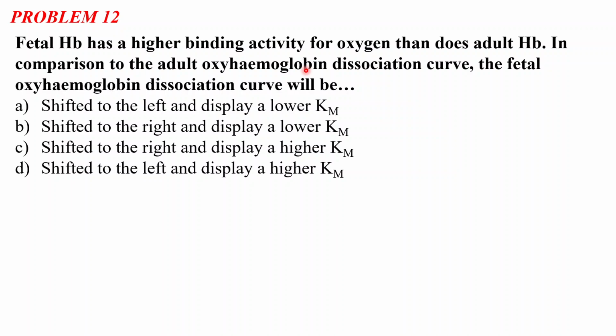Problem number 12 says fetal hemoglobin has a higher binding activity for oxygen than does adult hemoglobin. In comparison to the adult oxyhemoglobin dissociation curve, the fetal oxyhemoglobin dissociation curve will be: number A, shifted to the left and display lower Km; number B, shifted to the right and display lower Km; number C, shifted to the right and display higher Km; and number D, shifted to the left and display higher Km.